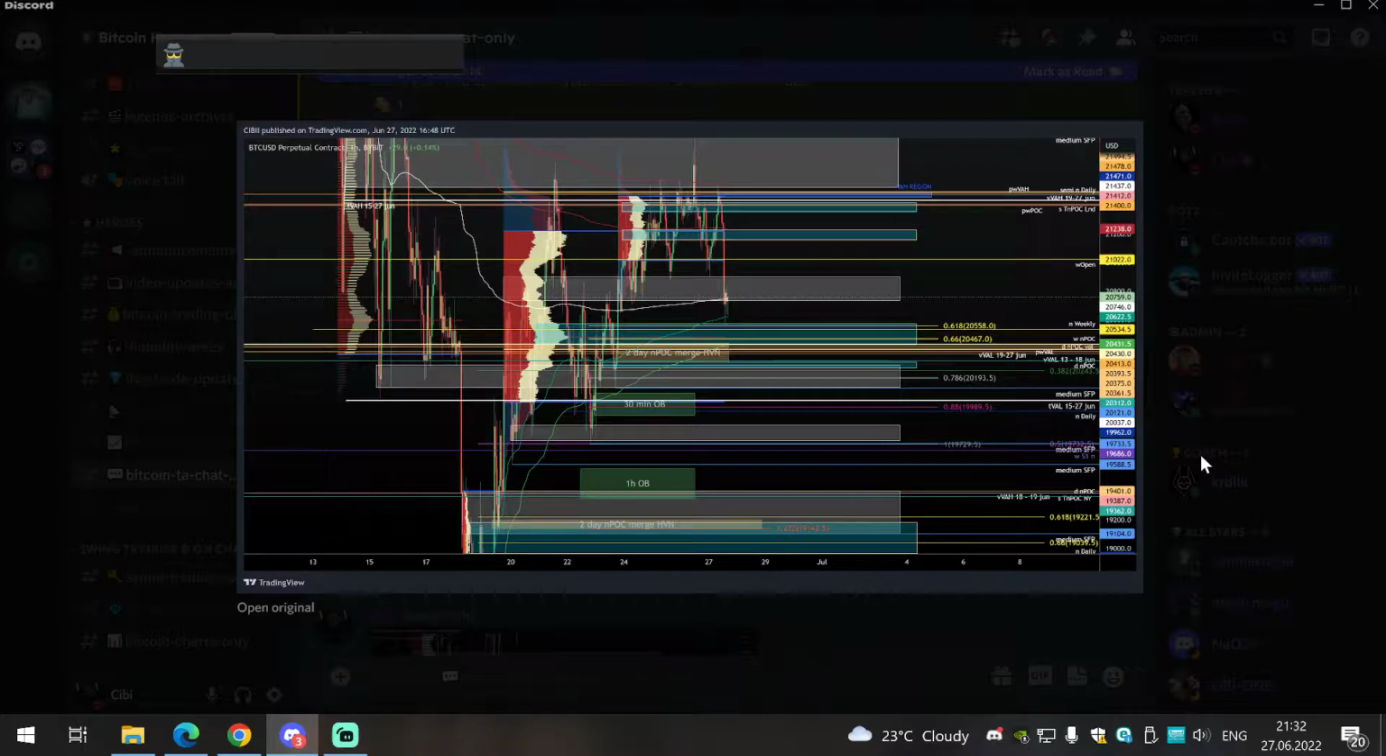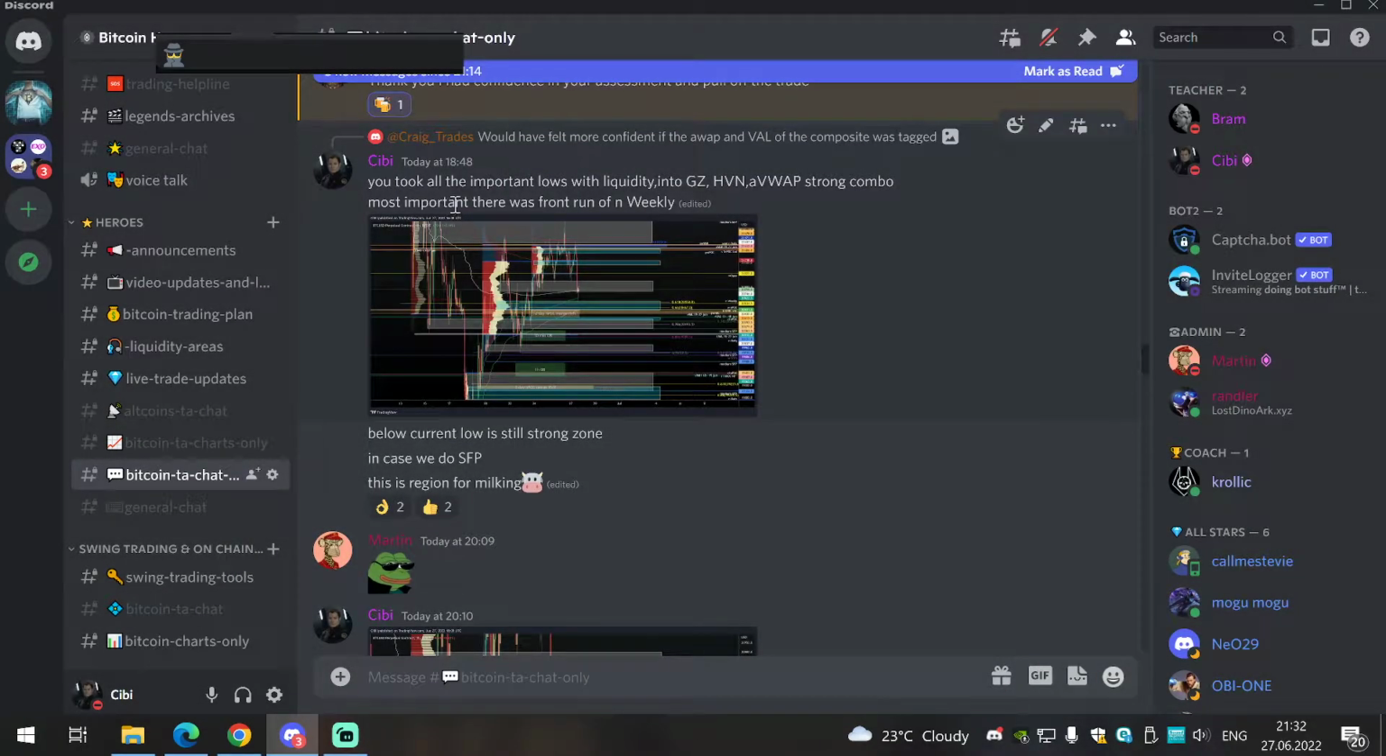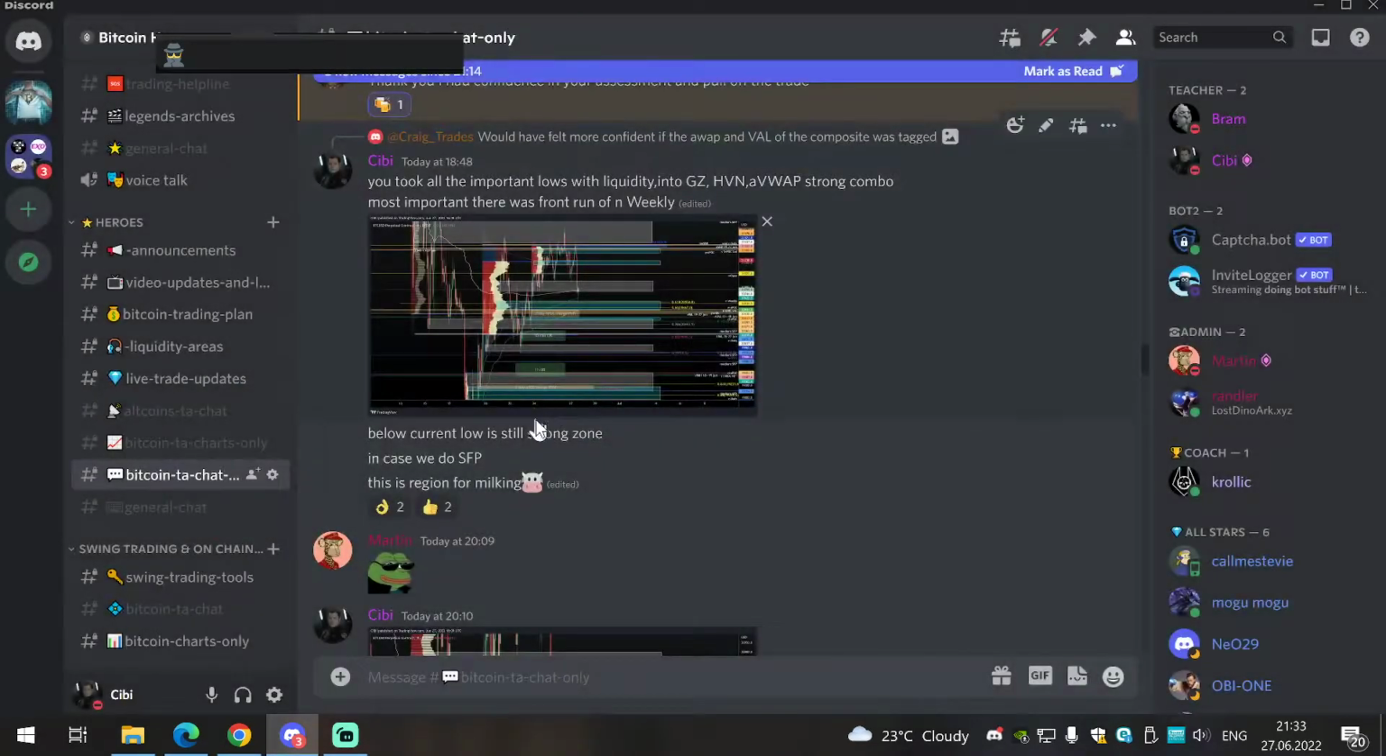This trade we took together, I'm just showing you high probability trades, yeah. Most important, there we ran naked weekly, there was a front run, that's fine, but below the current low is still a strong zone in case we do a swing failure pattern. That's what I said. Because I finished charting over here, and I was ready. I was getting ready for when we take out the low again. I will be entering on the good reaction. This is what I mean when I was giving what I want to do, and I took it to trade myself.